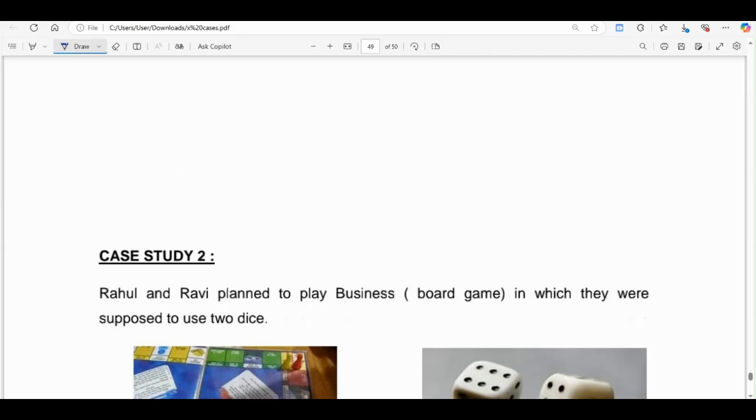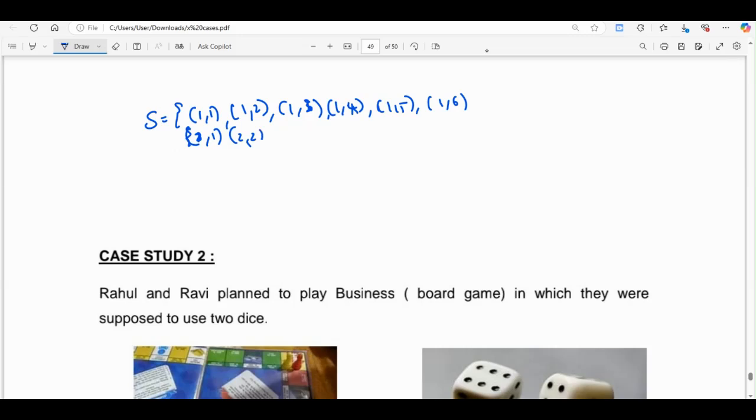So now for this question, what do we have? That will be the sample space. Two dice will have 1 comma 1, 1 comma 2, 1 comma 3, 1 comma 4, 1 comma 5, 1 comma 6. Then 2 comma 1, 2 comma 2, 2 comma 3, 2 comma 4, 2 comma 5, 2 comma 6.